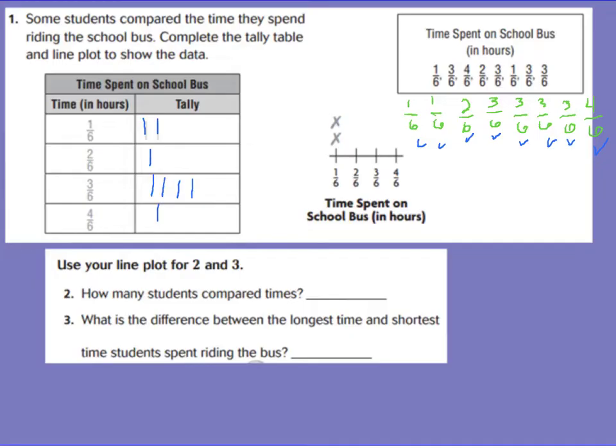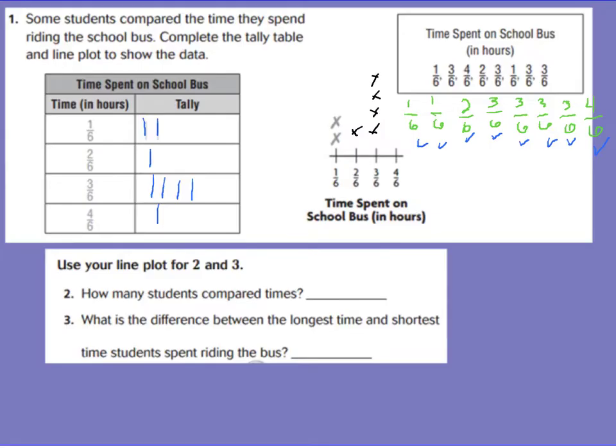Now I need to come and make my line plot, which is right here. And I need to put however many tally marks for that fraction. I need to put my x's. So 1/6, you notice that we have 2 x's because there are 2 tally marks. So for 2/6, I need to put 1 x because only 1 student rode the bus 2/6 of an hour. And then for 3/6, we have 4, so we need 4 x's.